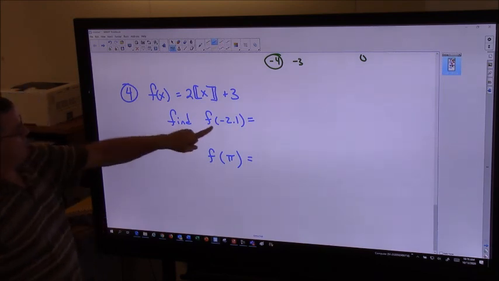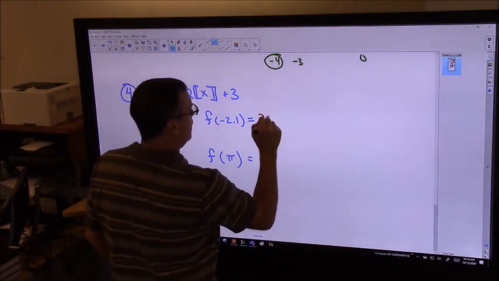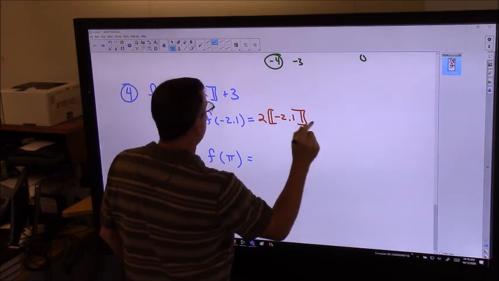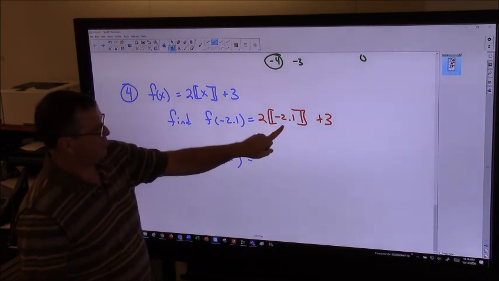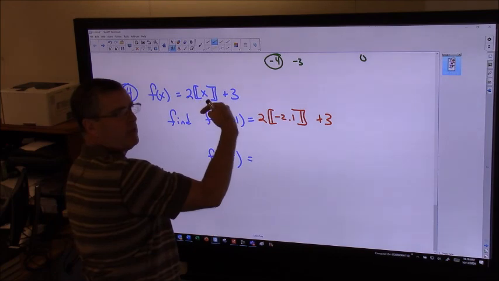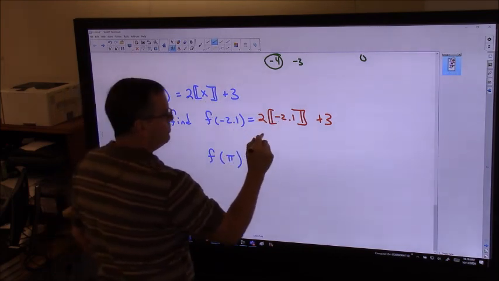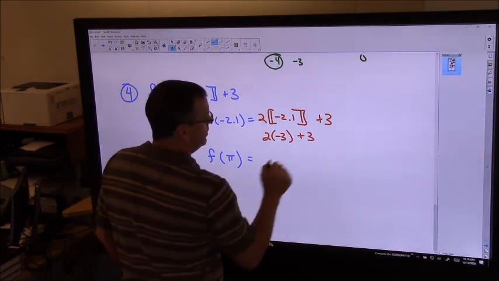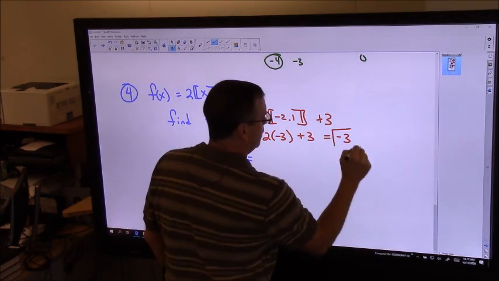All right, so if I'm going to plug a negative 2.1 into this, I've got 2 times the greatest integer function of a negative 2.1 plus 3. The greatest integer less than or equal to this, remember I got to go to the left on the number line, so that would be negative 3. So 2 times a negative 3 plus 3, that's going to be a negative 6 plus 3, that's a negative 3. There's our answer.